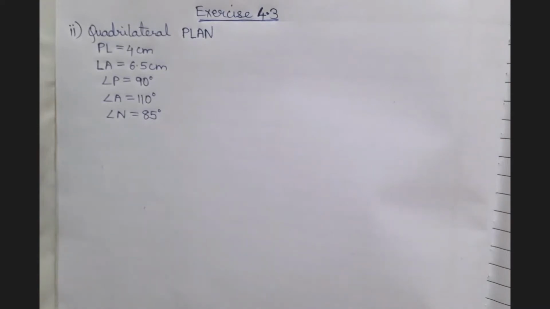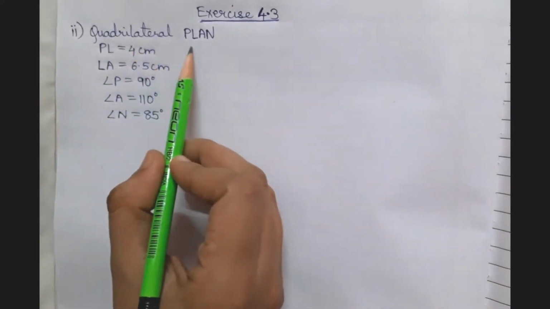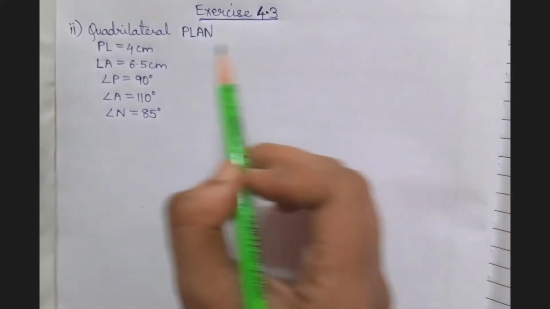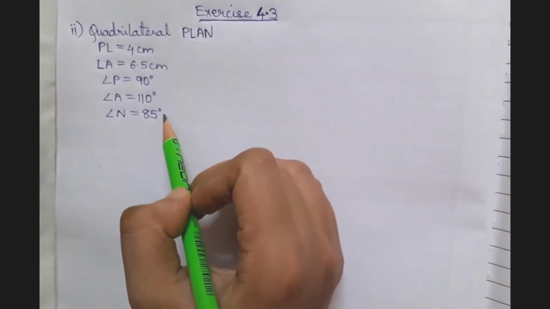Hello students, now we will begin with exercise 4.3 subquestion 2, which is quadrilateral PLAM. Here in this quadrilateral we have measurements of 2 sides and 3 angles that are given to us. So based on these measurements we will construct the figure.